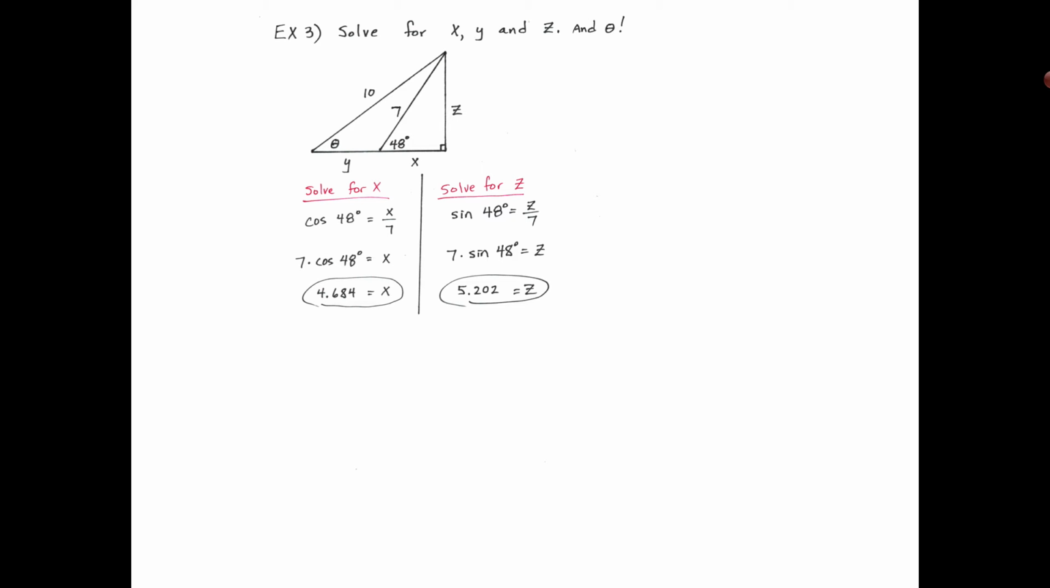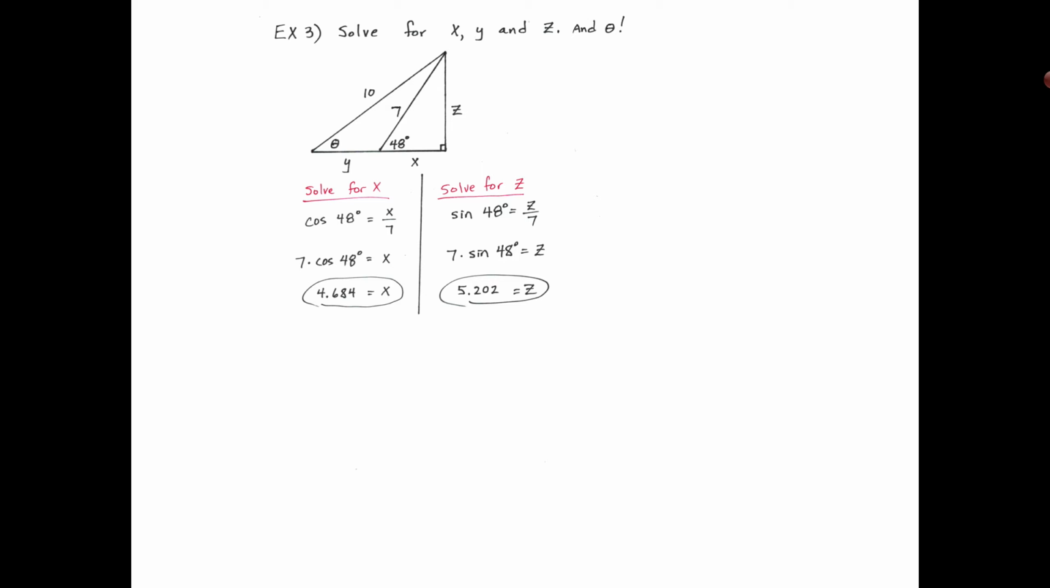Next up is z. So again, using this little right triangle right here. So this would be opposite and hypotenuse, so we would have sine. So sine of 48 is z over 7, multiply by 7, and there is the z, 5.202.